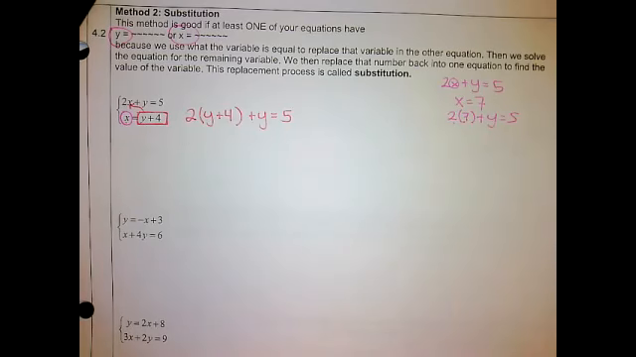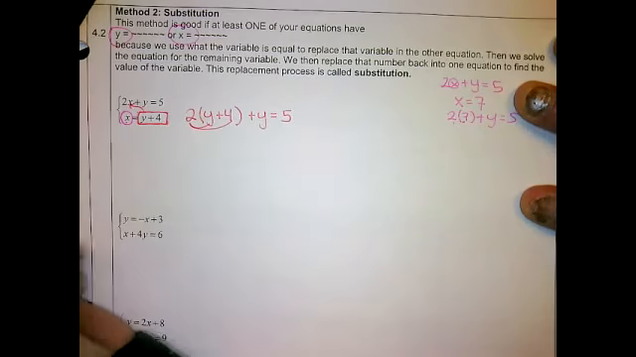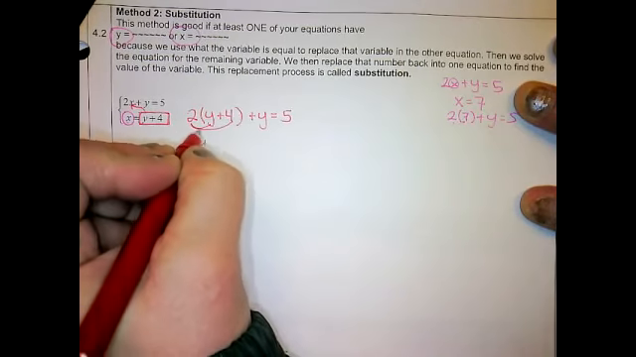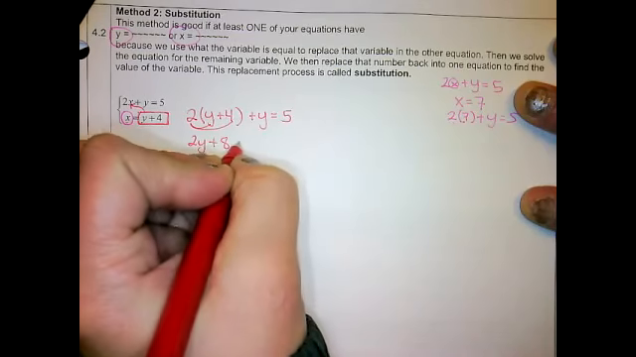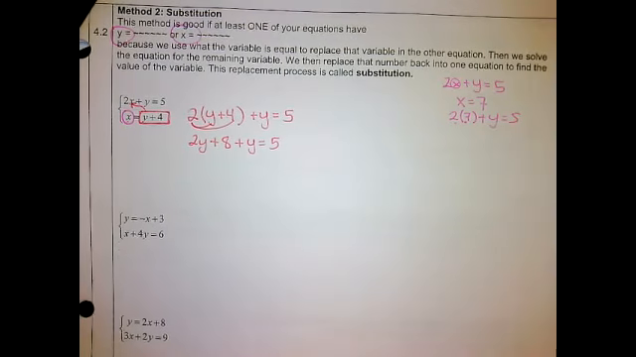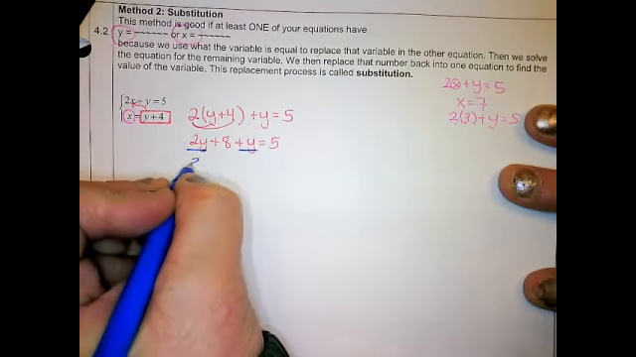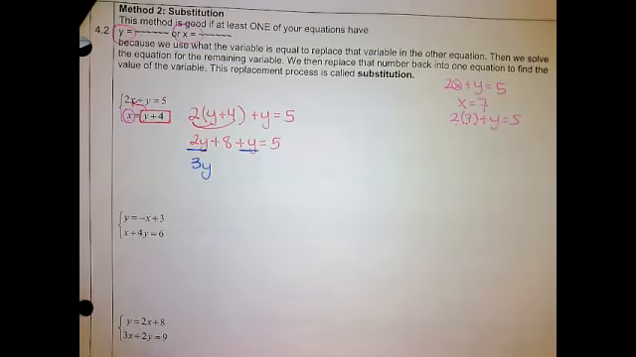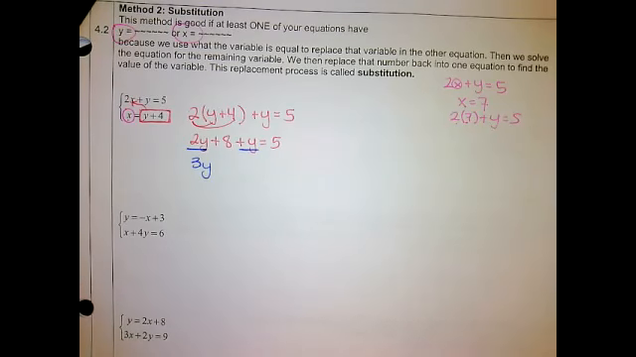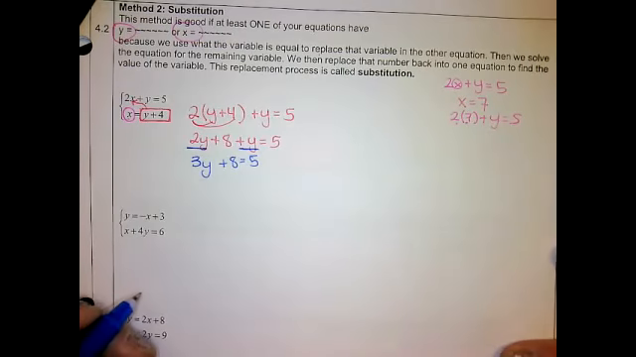Now I can solve. So now I'm going to take this 2 and I'm going to distribute. So 2 times y is 2y, and 2 times 4 is 8. And then we still have our plus y equals 5. Now I need to combine my like terms. So 2y plus 1y is 3y. Remember, I only change signs when I'm going across the equal sign. I'm not going across the equal sign right now, so I'm not changing signs. I'm just combining like terms. Okay, and then I still have my plus 8 equals 5.